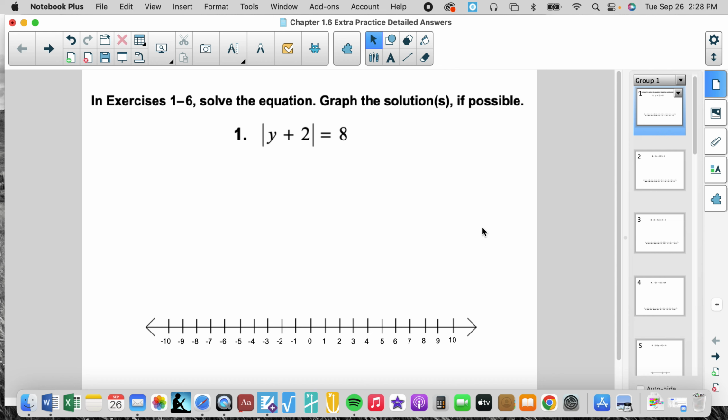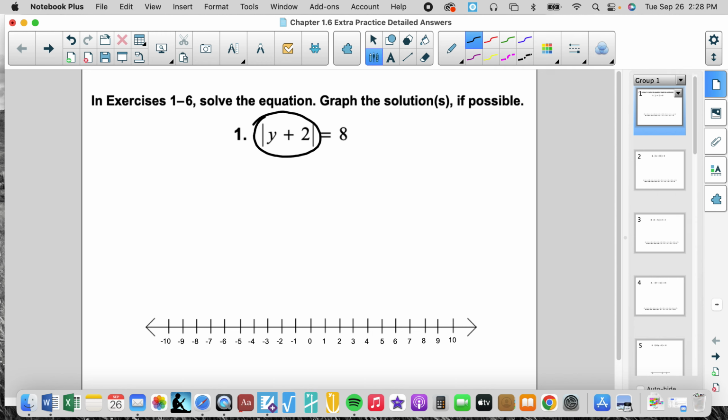with absolute values. We have a traditional, it says solve the equation, then graph the solution or solutions. When we get an absolute value, we understand that this is a measure of distance, and that distance can be 8 away. So we understand that you can be negative away and positive away.